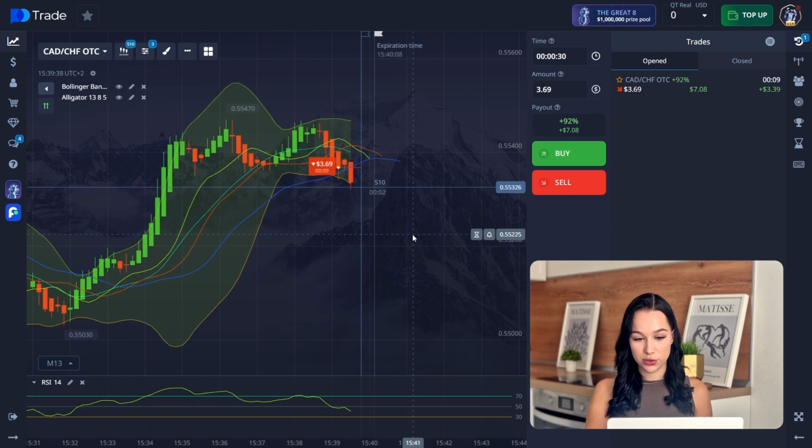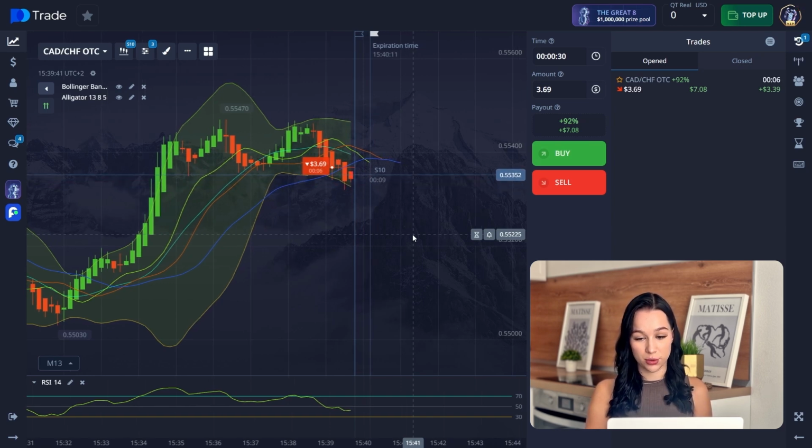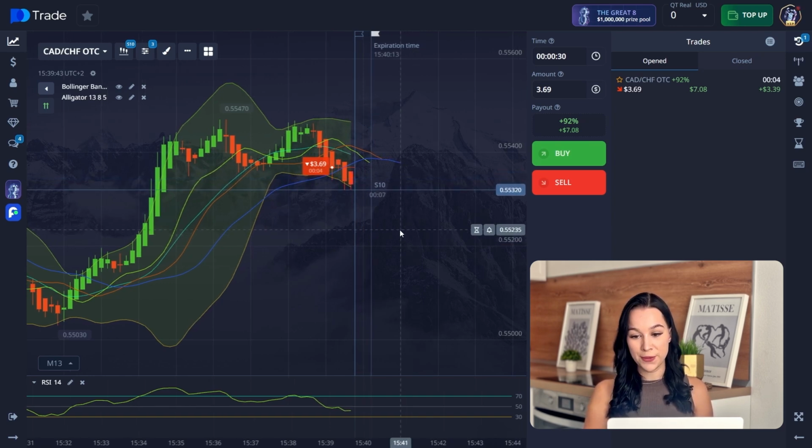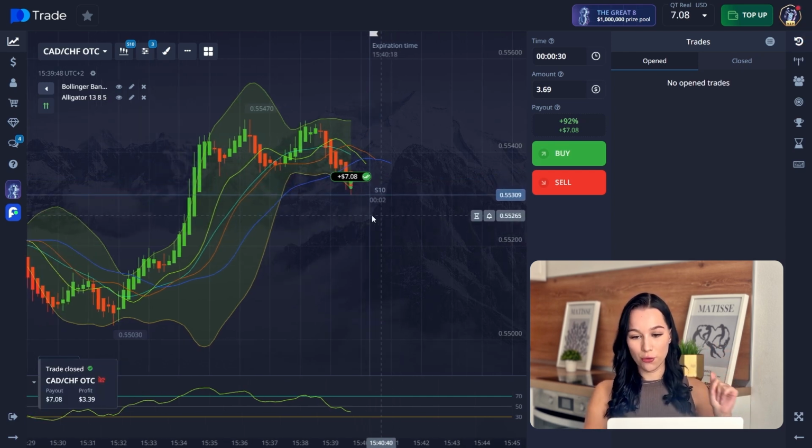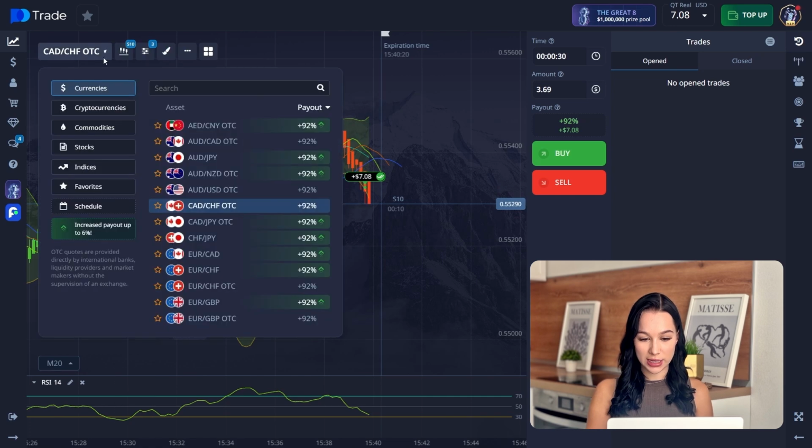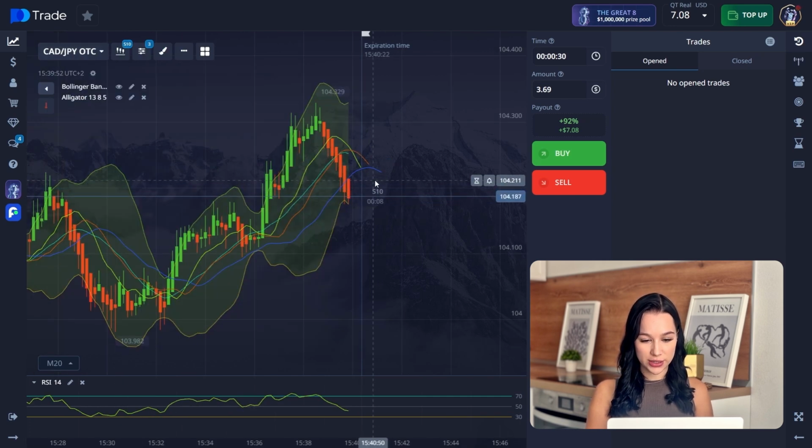And yeah, as you can see now, it's great. And if we would open it for 15 seconds, we would probably not close it. So it's 3 seconds, 2, 1, and boom, we confidently close the trade in the plus as well. So now let's find another situation.